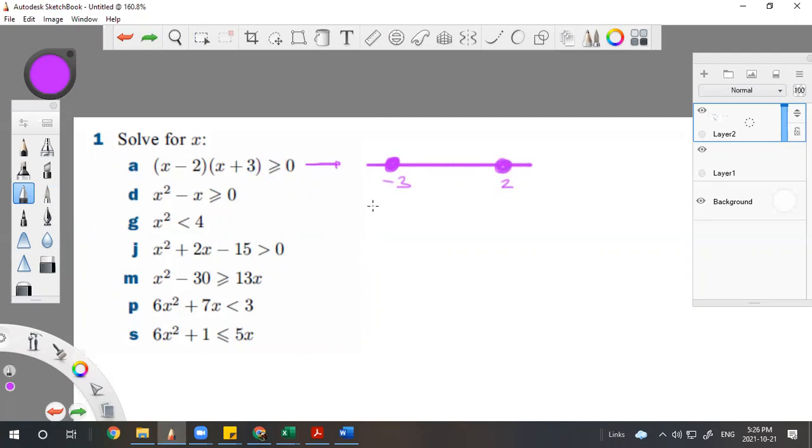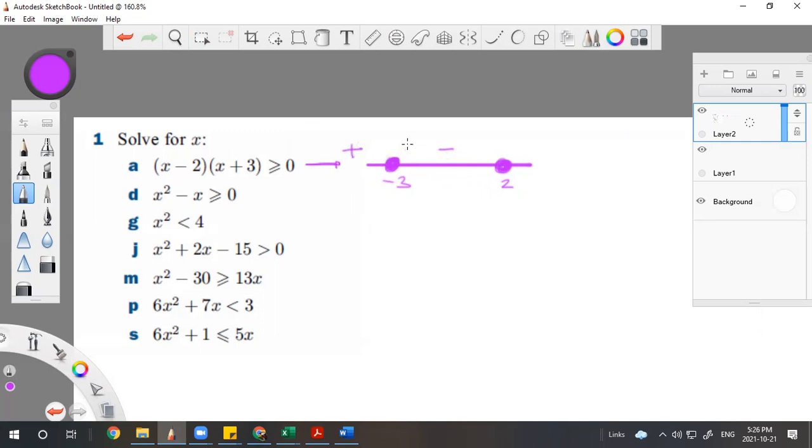Okay. Then what next? You need to put one number as a testing number. Okay, I want to pick 0. Where is 0? 0 is located here, right? So what next to do is you have to check when I put 0 here, 0 minus 2 and 0 plus 3, is it more than 0? Negative 2 times 3, negative 6, is it more than 0? No, it is less than 0. So it is negative, right? This will be the negative side, and this will be the positive side.